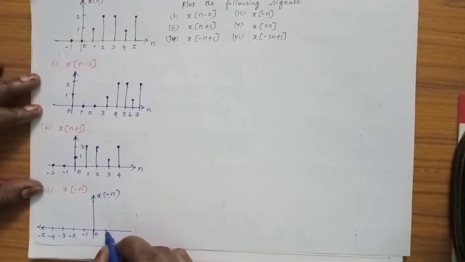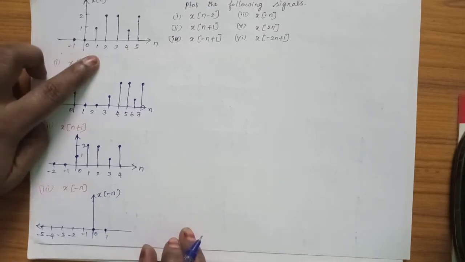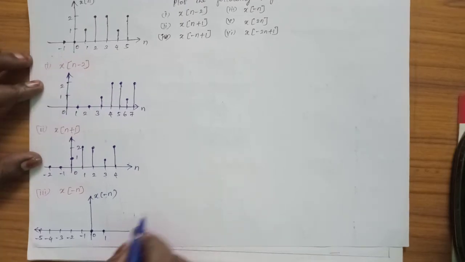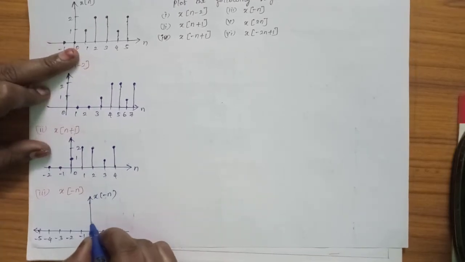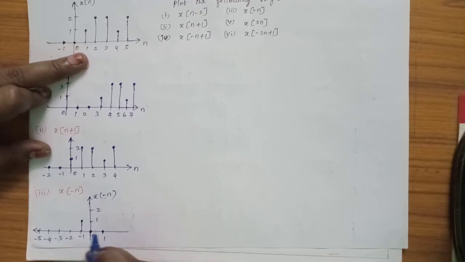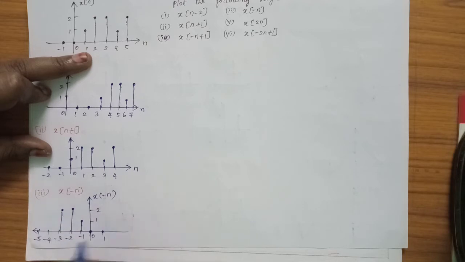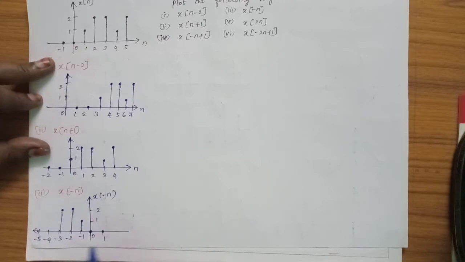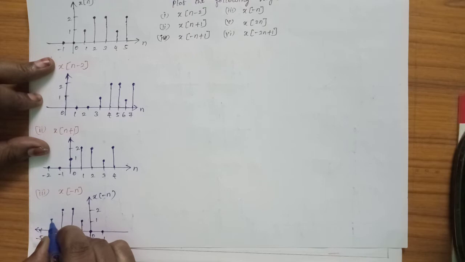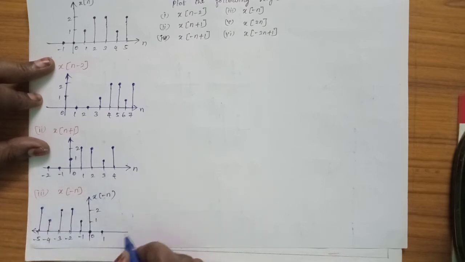So this minus 1 value gets moved to plus 1. The 0 and 0 values are mirrored. At plus 1 its value is 1, so it's moved to minus 1. At 2 and 3 its value is 2, it is moved to n equal to minus 2 and minus 3 positions, and at n equal to minus 4 the value is 1, and at n equal to minus 5 it's 2. Okay, so this is x[-n].